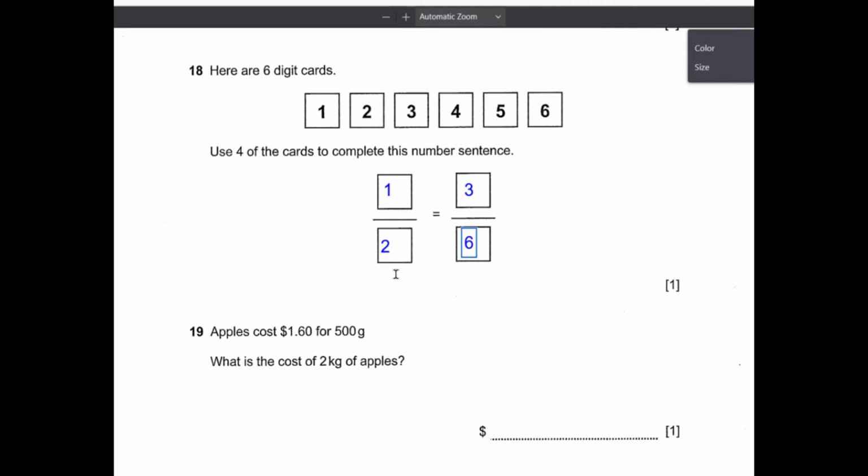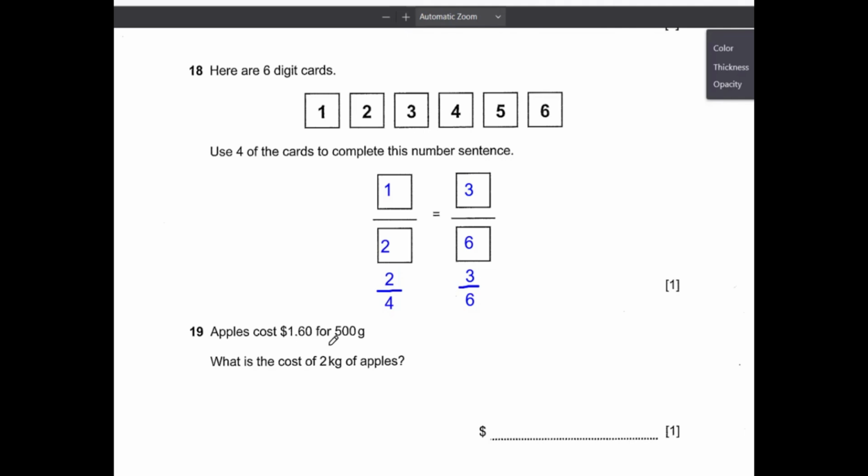Or we can write 2 over 4, and the other one is 3 over 6. So you have got two options. You can work with any one you want. The 3 over 6 and the 2 over 4, or the 3 over 6 and 1 over 2. Because all of them will give you a half.